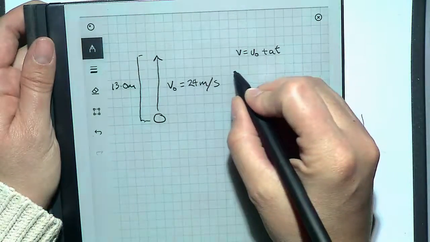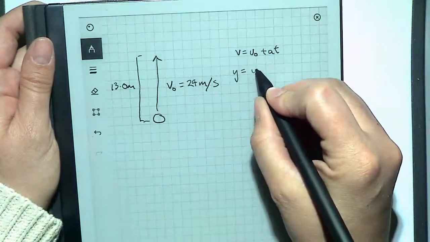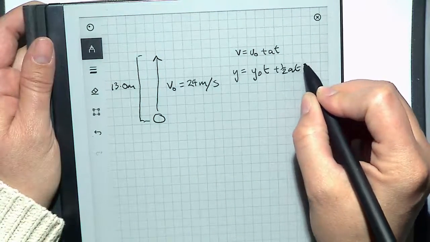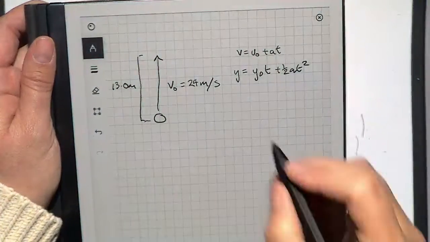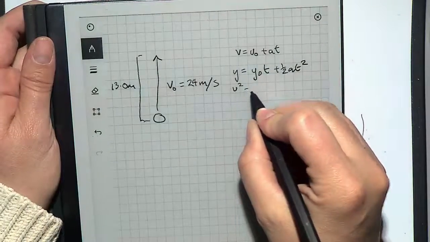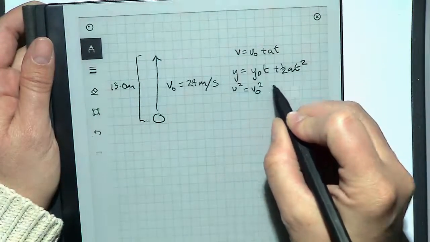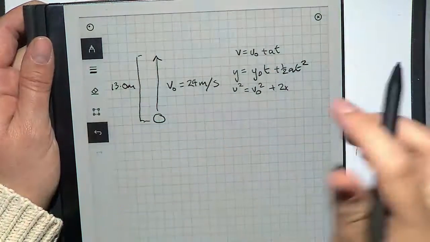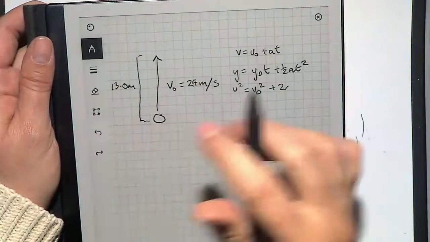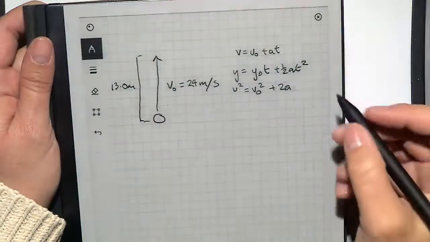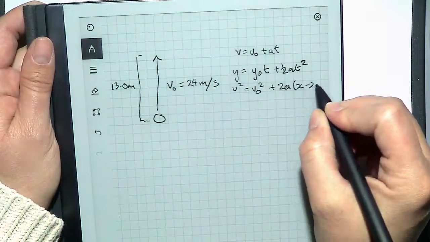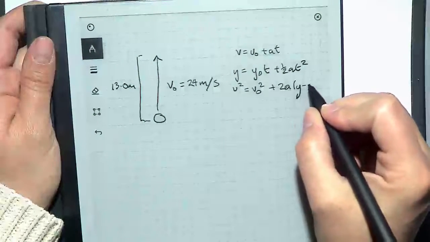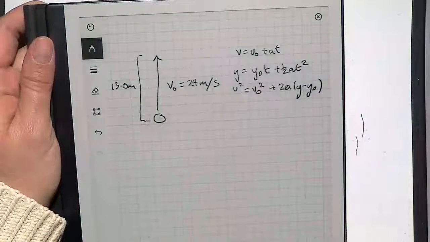All right, and we've got y equals y naught plus v naught t plus a half at squared. And then we have the other equation for velocity squared, and this one's v naught squared, or the initial velocity squared, plus 2 times acceleration times the change in y. All right, so there's our three equations.